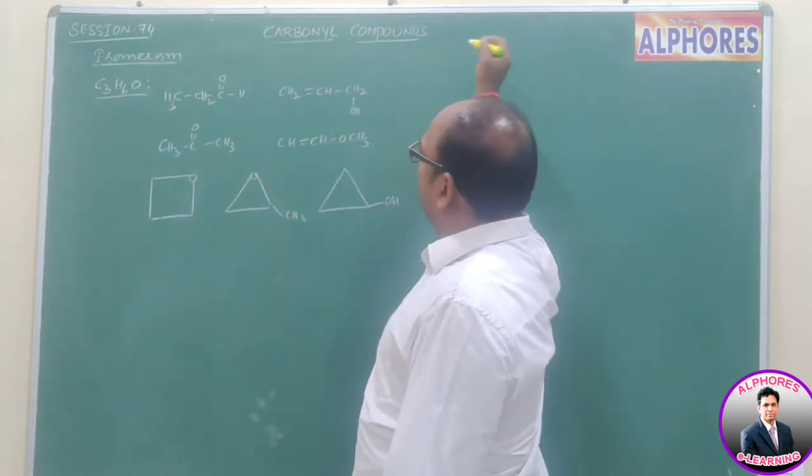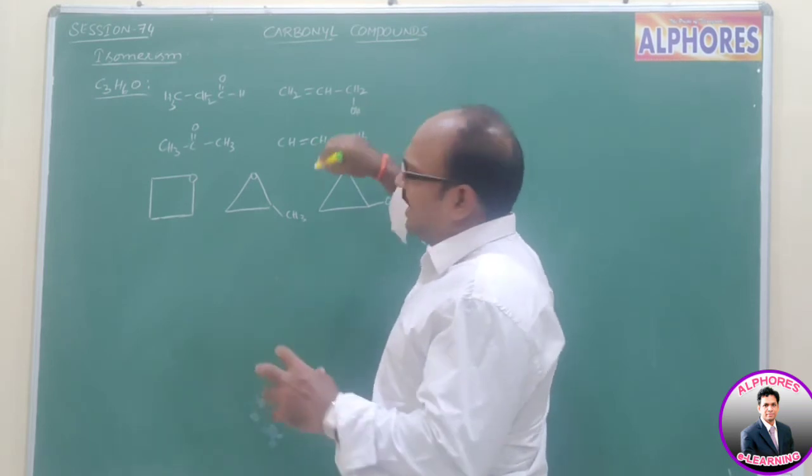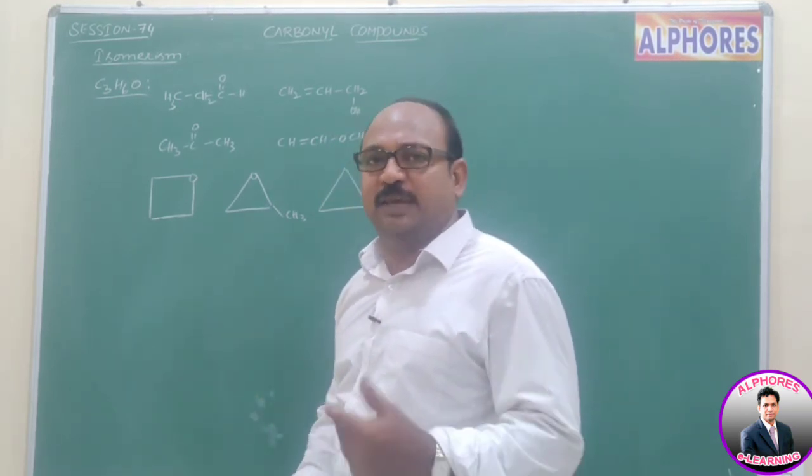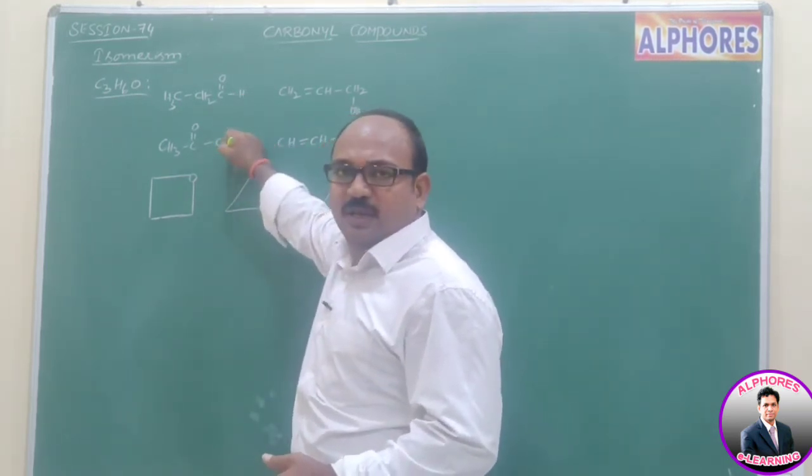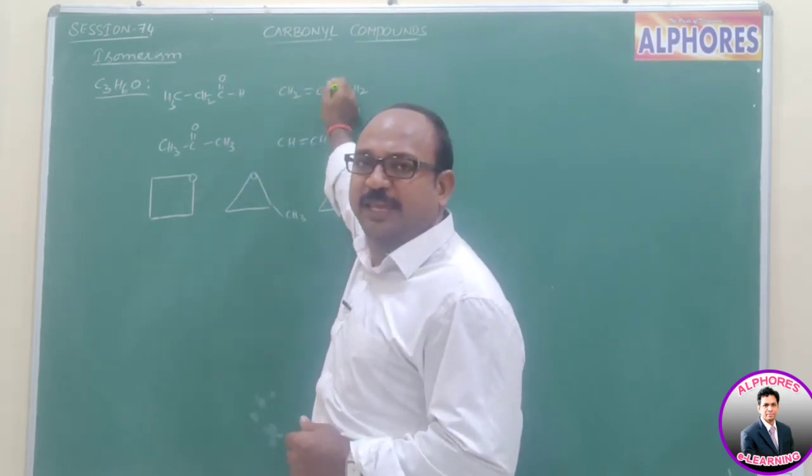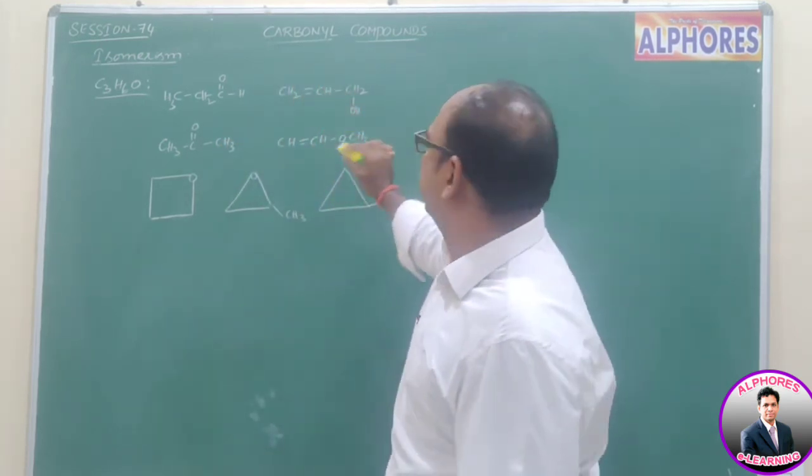What about functional isomerism in case of ketones? Same. For ketones and aldehydes, similar functional isomers we are getting, like enols and ethers, unsaturated ethers.